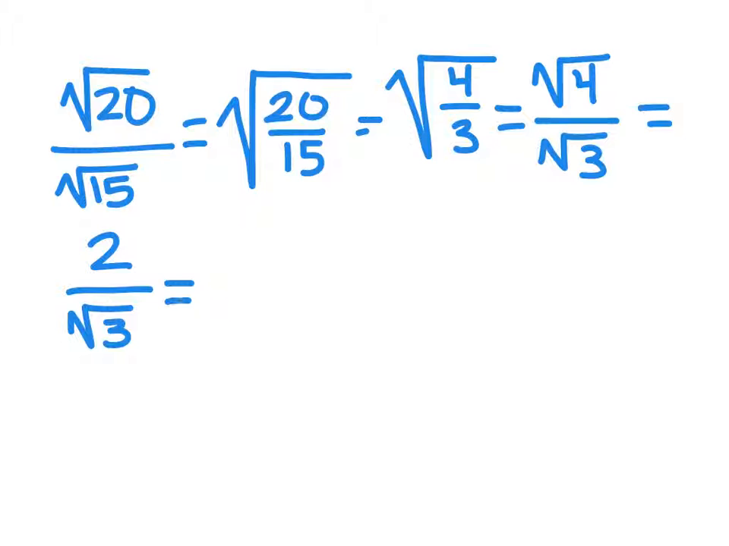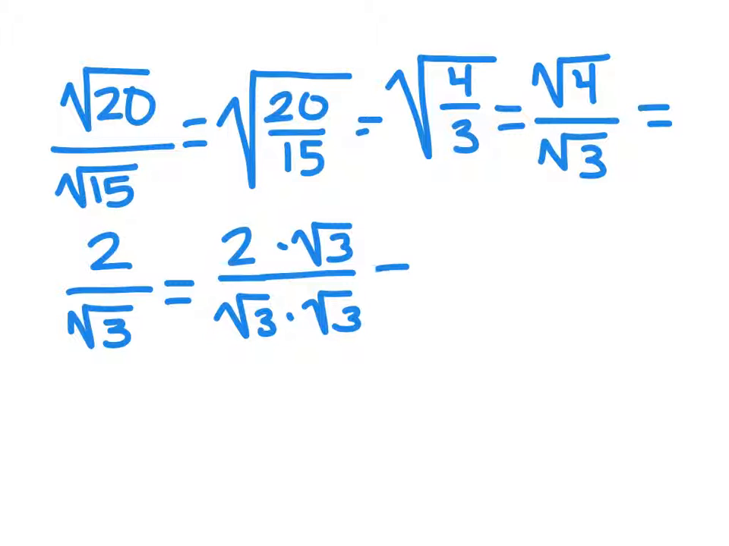We cannot have a square root in our denominator, so to get rid of that, we're going to multiply both the numerator and the denominator by the square root of 3, because multiplying by the square root of 3 over the square root of 3 is basically the same as multiplying by 1. That gives us 2 times the square root of 3 over 3, since the square root of 3 times the square root of 3 would be 3.